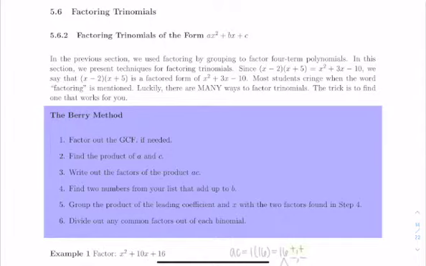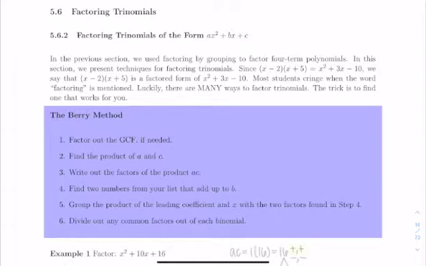So the Berry method: the first step is to factor out the GCF if needed. You will find the product of A and C, the leading coefficient and the constant. You'll write out the factors of that product. You want to find two numbers from that list that add up to B, the middle coefficient. Group the product of the leading coefficient and x with the two factors found, and divide out any common factors of each binomial.